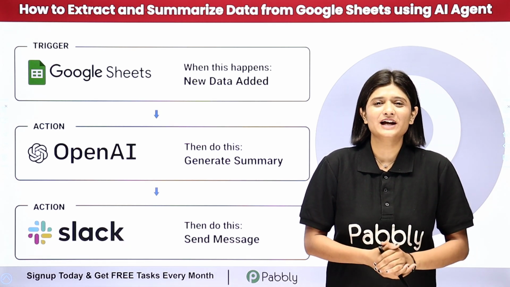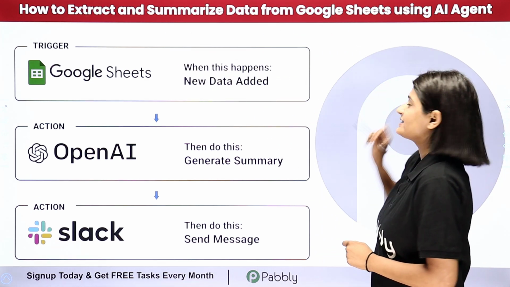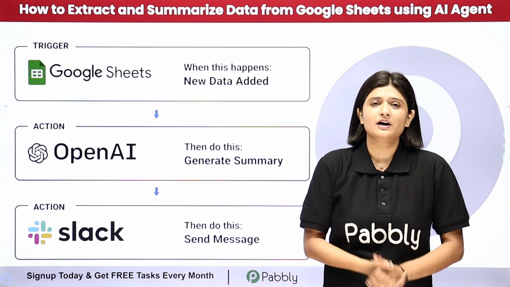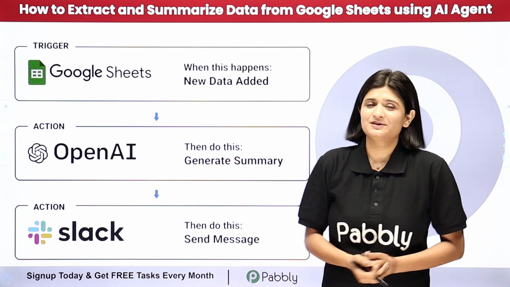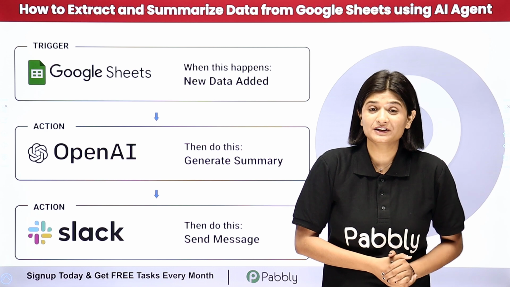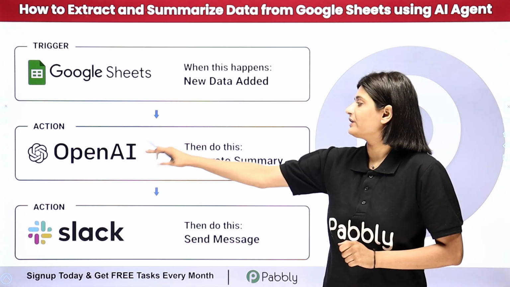In this video, we are going to learn how to extract and summarize data from Google Sheets using AI agent. So let's suppose I'm running a consulting firm and I am adding all my market research data in my Google Sheets spreadsheet. Now I want that as soon as I add a new data in this particular spreadsheet, the summary should be automatically generated with the help of AI agent.